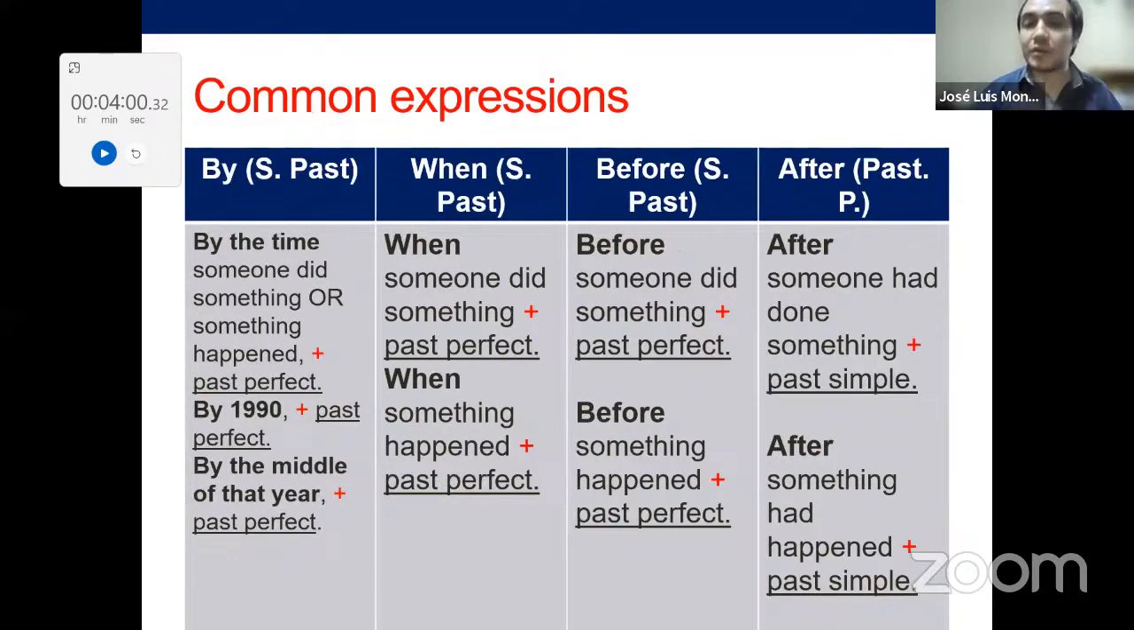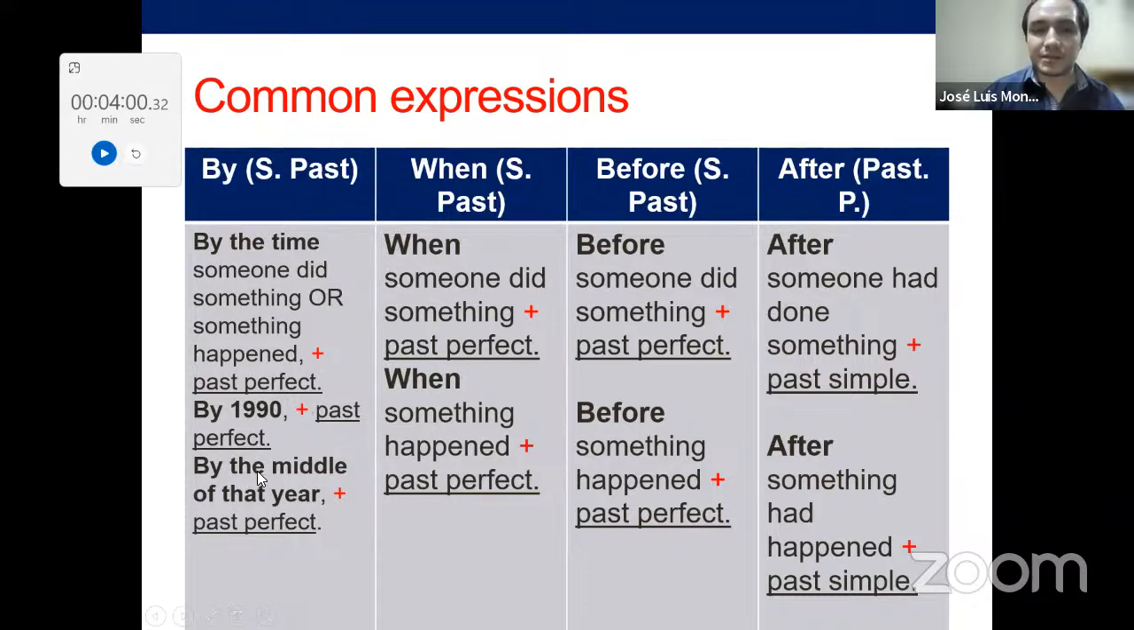Okay, but let's take a look at more. And actually, this is the most important part. With this, we're going to work a lot of examples, but you're going to try to answer some questions that I'm going to ask you. As you can see, you can use four main structures: by with simple past, when with simple past, before with simple past, and after. This is the only one that is a little bit different, with past perfect after this word. In all of the previous ones, the past perfect is before this word.